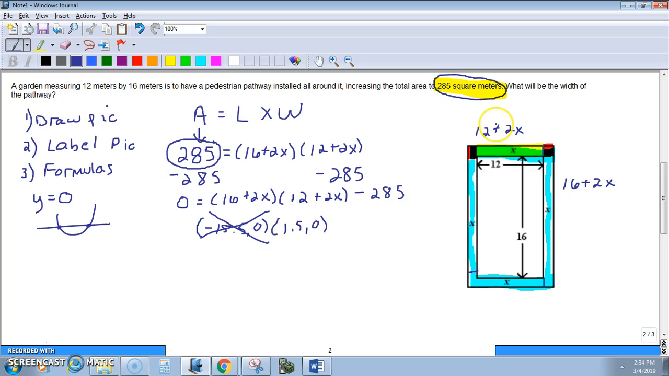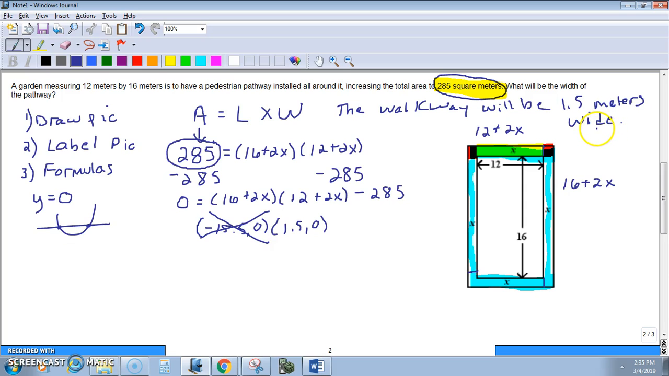What we know is the walkway, and always answer in complete sentences when you can, right? The walkway will be 1.5 meters wide. Okay, the walkway will be 1.5 meters wide. We've solved it. But we also want to talk about how can we take this equation.